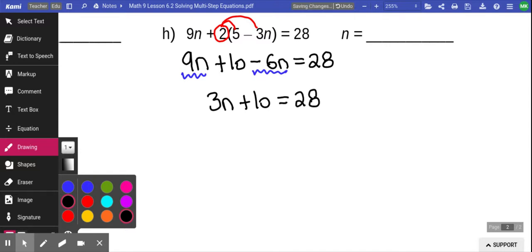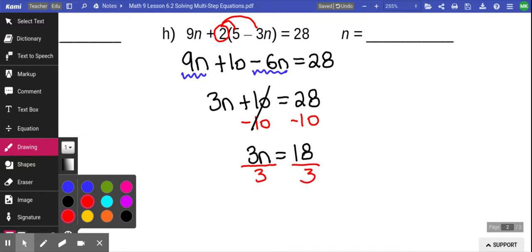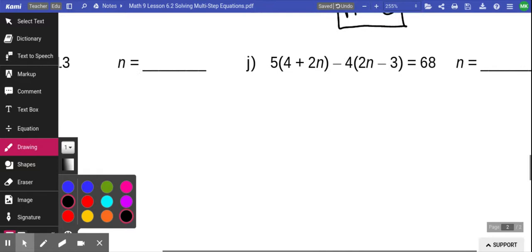I now want to solve to try to get n by itself. I'm going to have to move the plus 10 first. The opposite of plus 10 is minus 10. What I do to one side, I do to the other. I then reorganize my work. So I have 3n equals 18. I now need to move the 3 to the other side. That is 3 times n. The opposite operation of times is divide. So I divide both sides by 3. Leaves me with n equals 6. Okay.